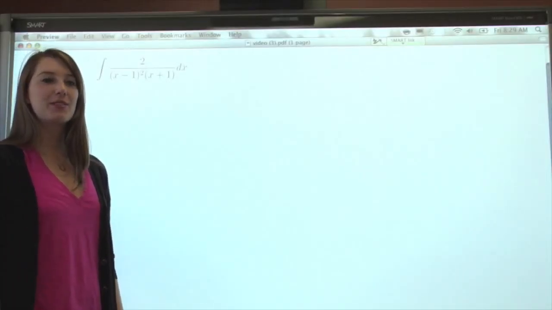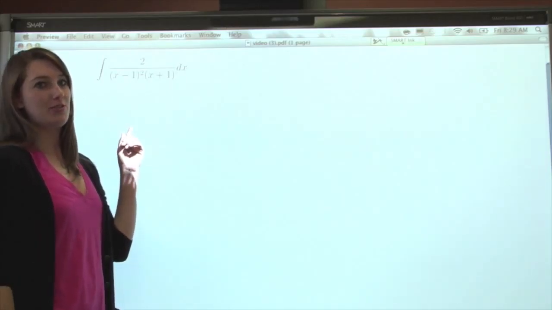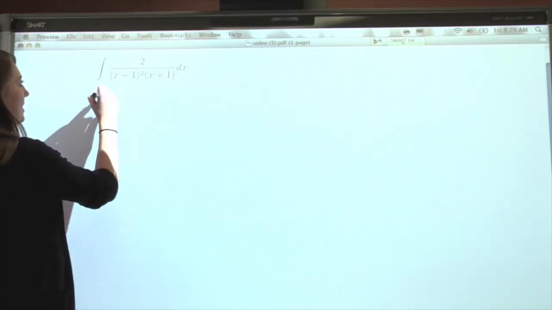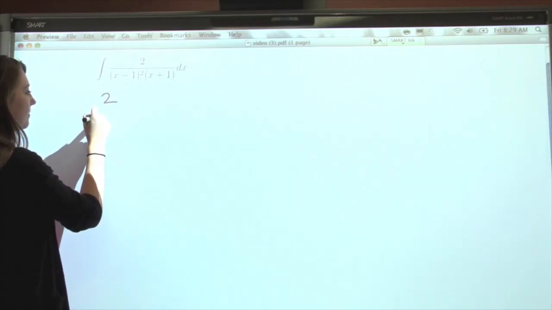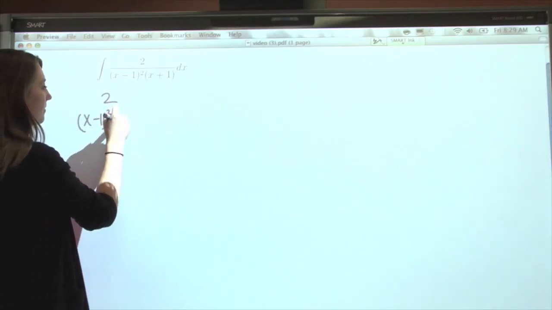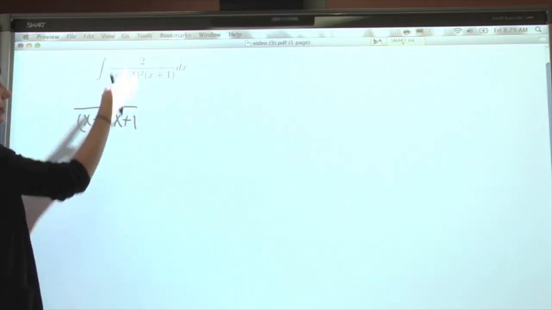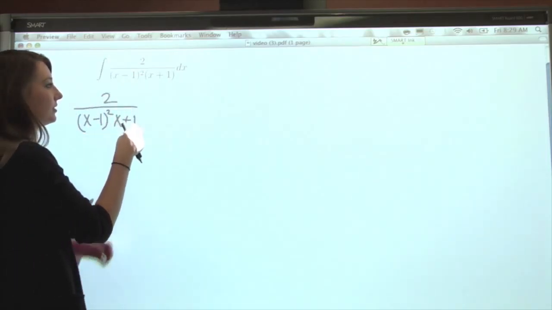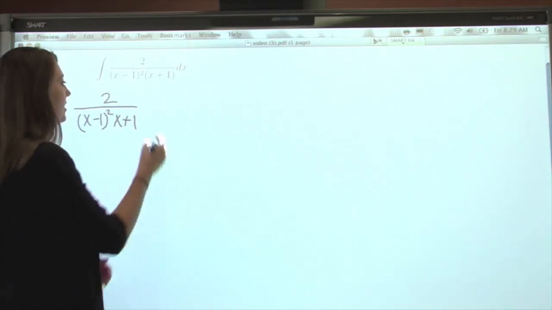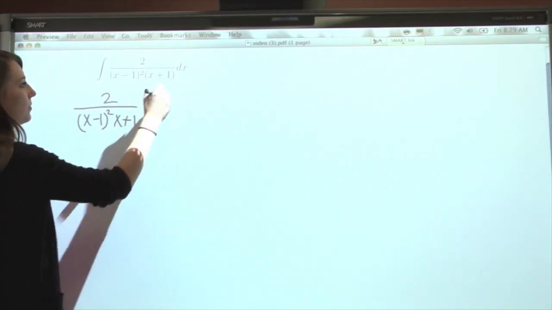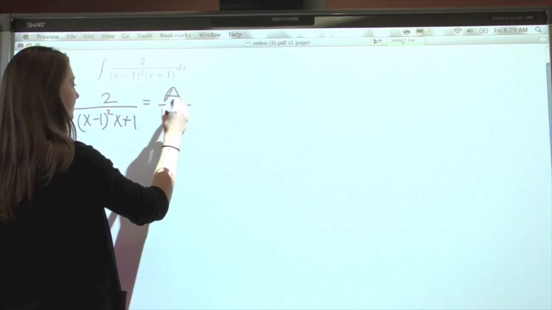I'm Jackie. This week we're going to evaluate this integral using partial fractions. So let's set that up. So the whole point of partial fractions is to break up this fraction into different pieces that we can integrate. So we'll want to do this.